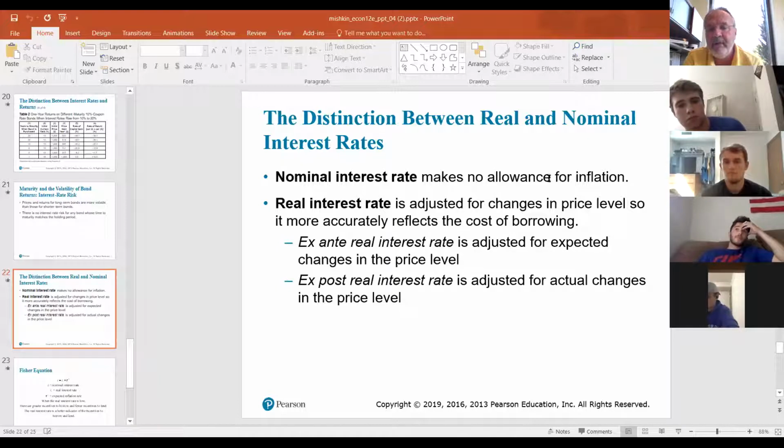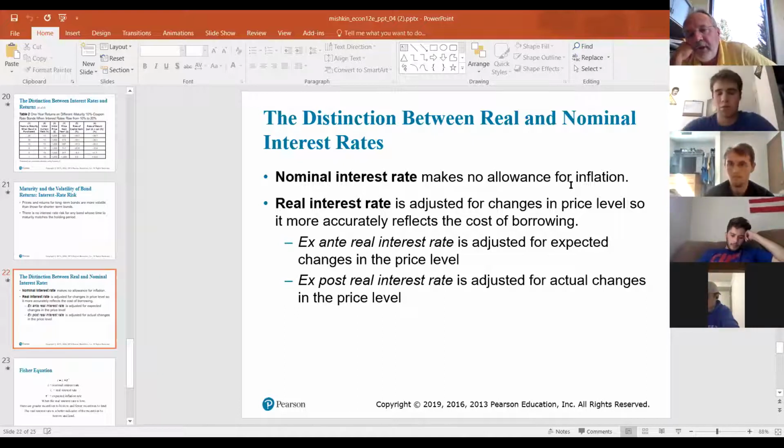Nominal interest rates make no allowance for inflation. So if inflation is 6% and your bank says, we're paying 10% on deposits, so you say, oh, 10%, that's cool. You bring $1,000 to the bank. Next year, you're going to get how much money?